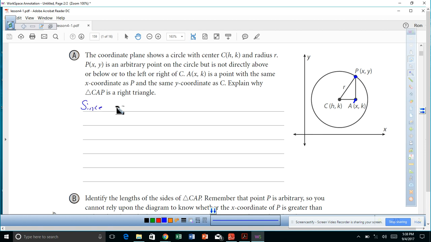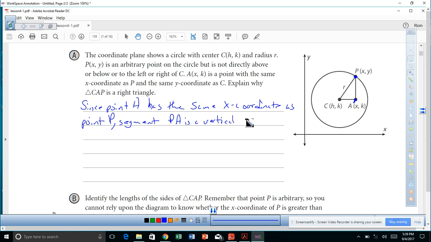Since point A has the same x coordinate as point P, segment PA is a vertical segment. This is a vertical segment, PA.